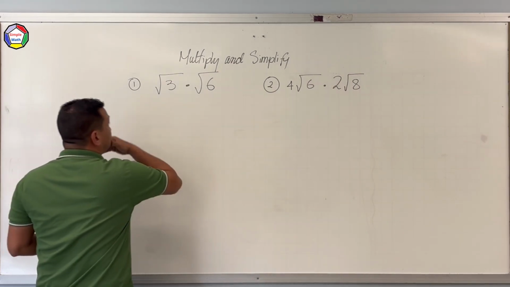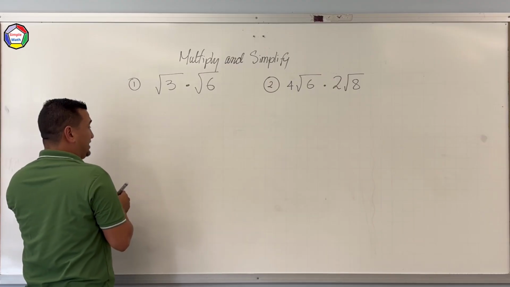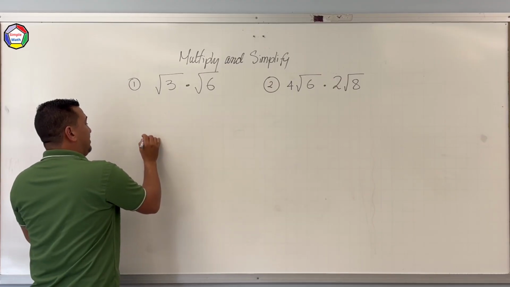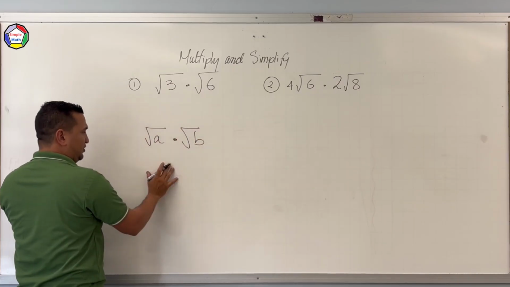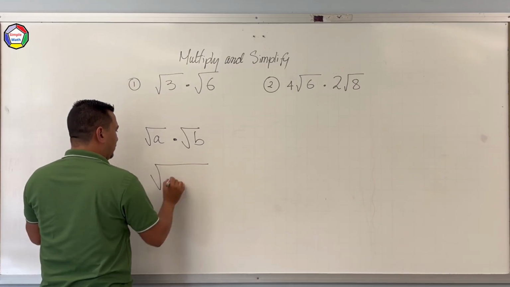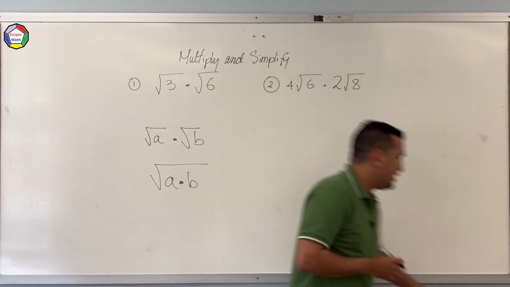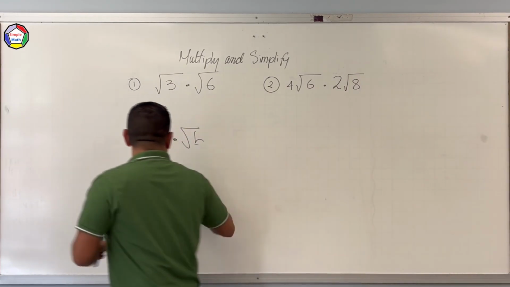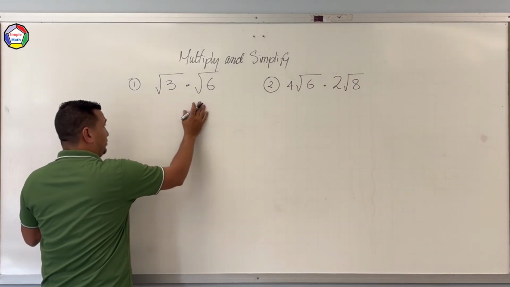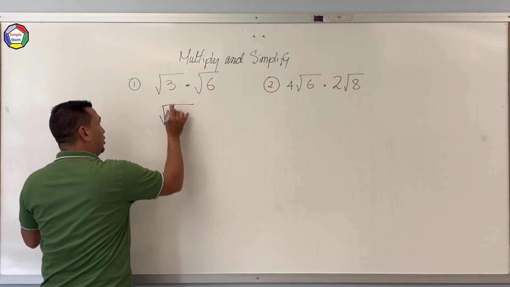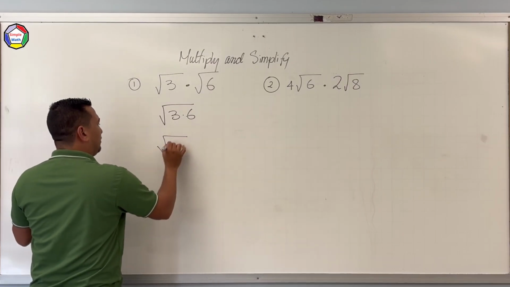Here in the first example, we don't have anything out of the roots. We can use a property that says that if we have the square root of a times the square root of b, this is general, this is equal to the square root of a times b. This is the property I'm going to use in all the exercises. Okay, so let's begin. Square root of 3 times square root of 6 is the same as the square root of 3 times 6. And this is the same as the square root of 18.